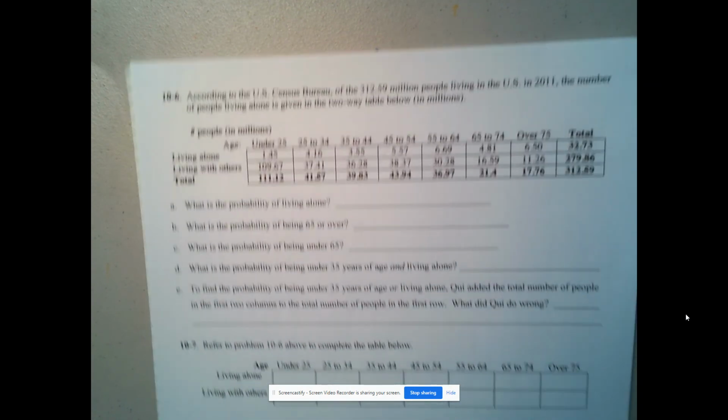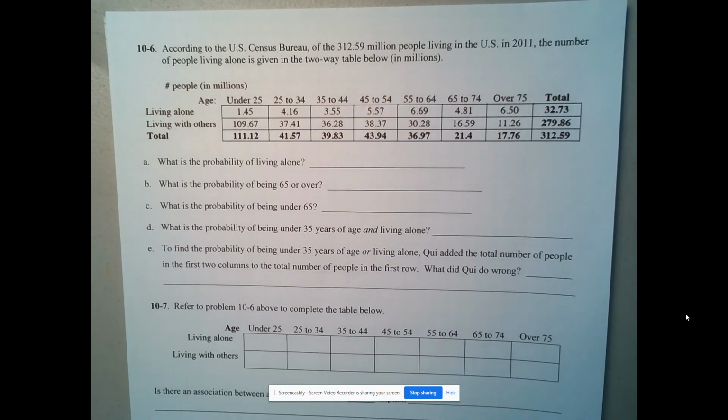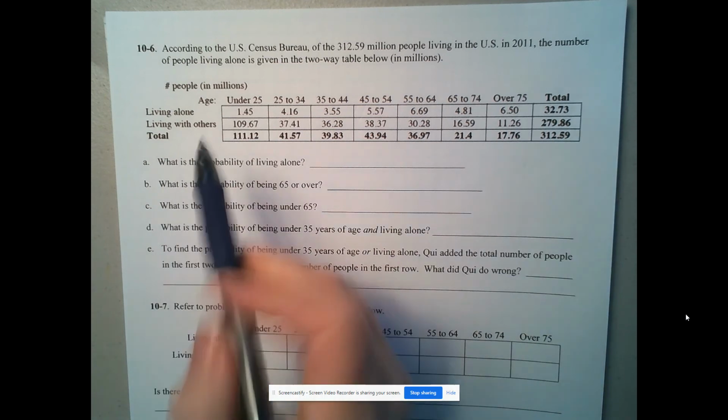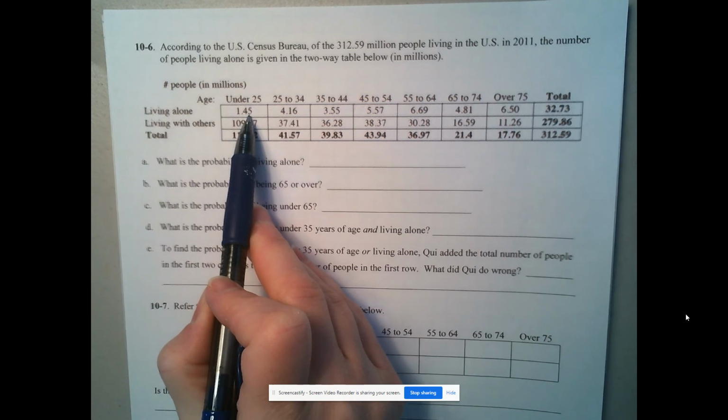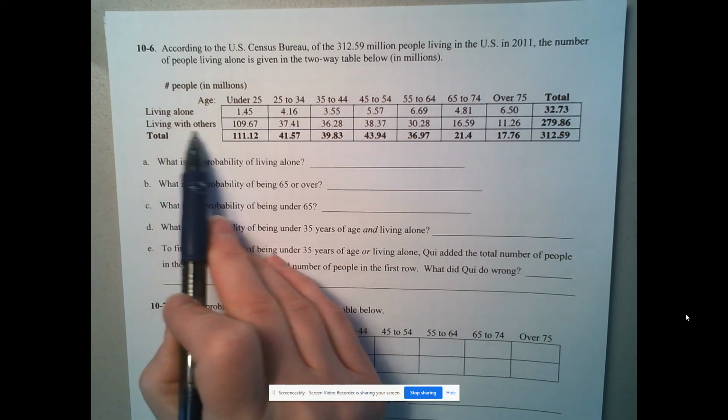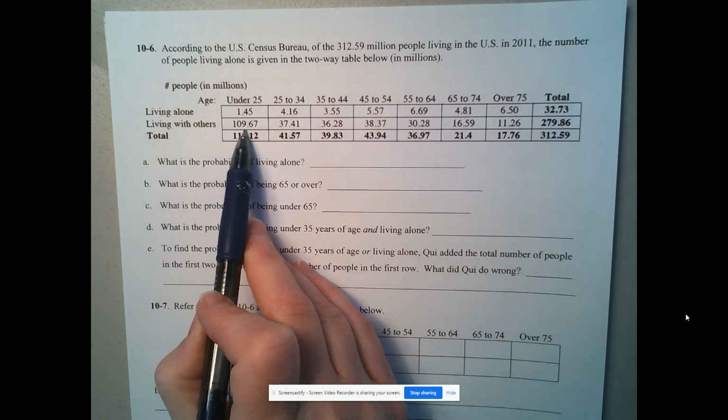So this one has all been filled out for us, and we're just going to answer some questions. According to the U.S. Census Bureau, of the 312.59 million people living in the U.S. in 2011, so remember this is 10 years ago, the number of people living alone is given in the two-way table below. So people living alone that are under 25, 1.45 million. Living with others under 25, 109.67 million.